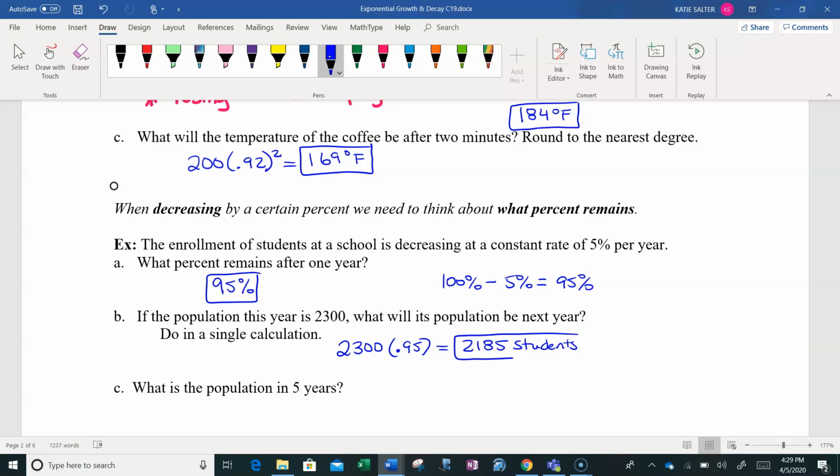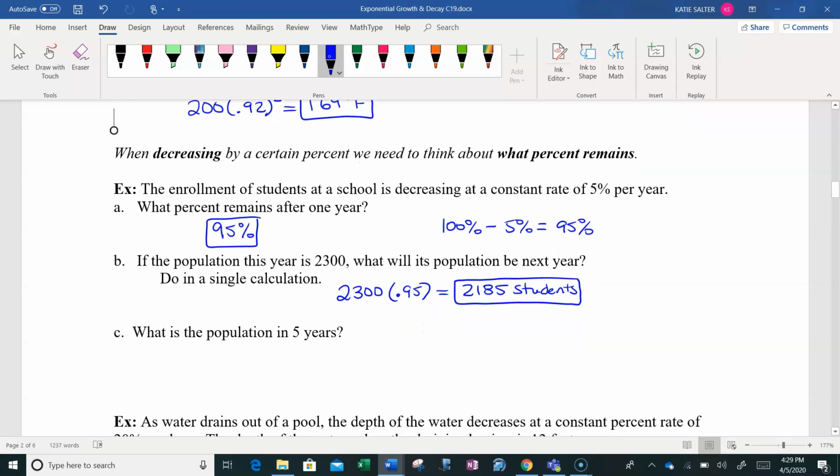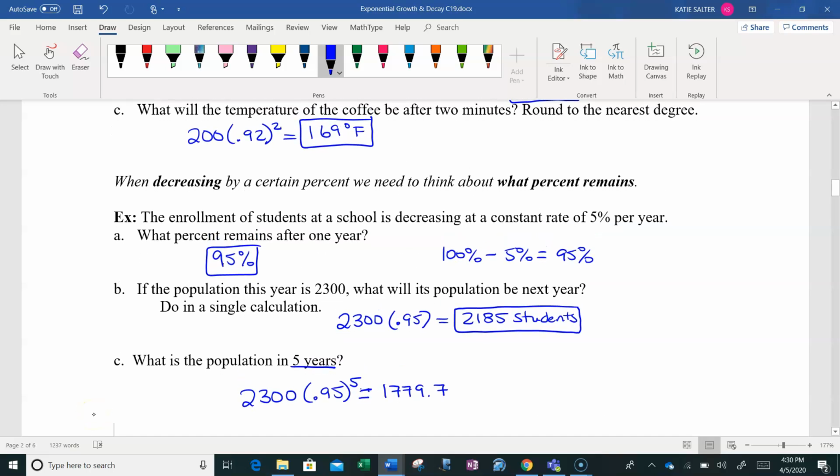So what would the population be in 5 years? Well, of course, I don't want to sit there and keep multiplying by 0.95 over and over and over again. So instead, I use our knowledge of exponential functions. Our initial value is 2,300. Our multiplier is 0.95. And since it's 5 years, we will raise that to the 5th power. And when we pop that in our calculator, that is going to give us 1,779.7 students. But of course, we can't have a part of students, so we'll just use some rounding rules and round to the nearest student. So that would be 1,780 students at this school 5 years from where this study began.